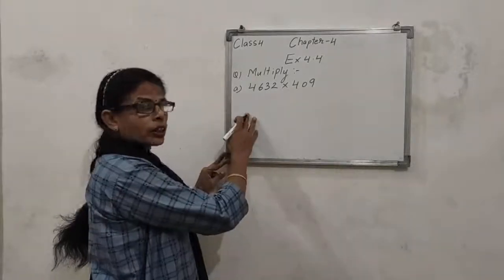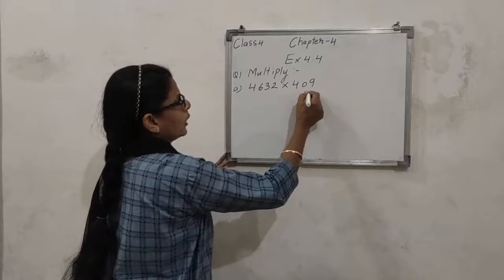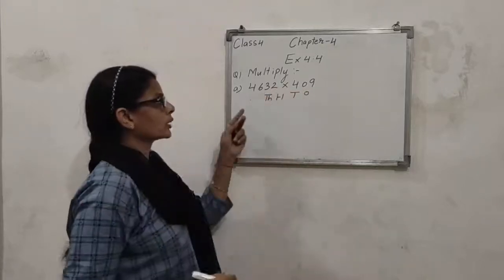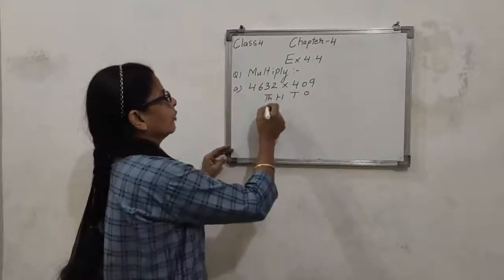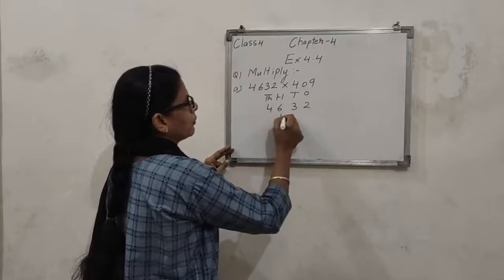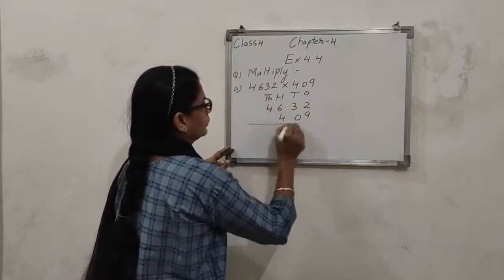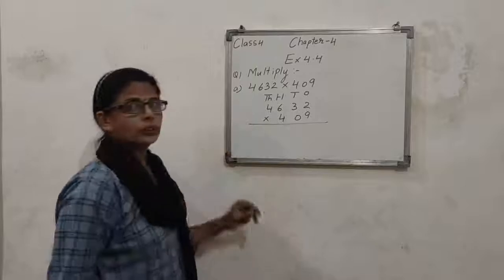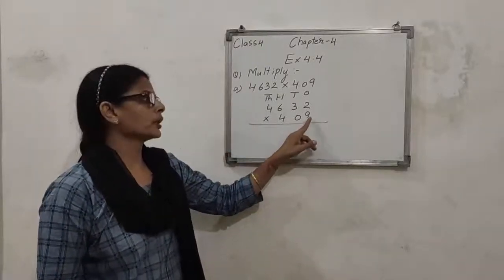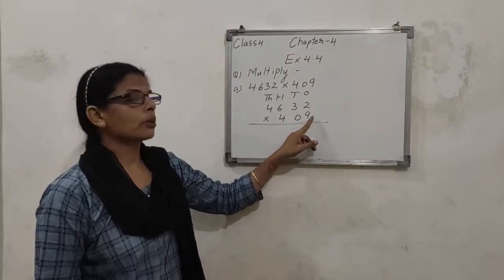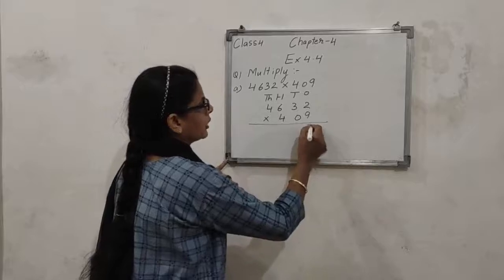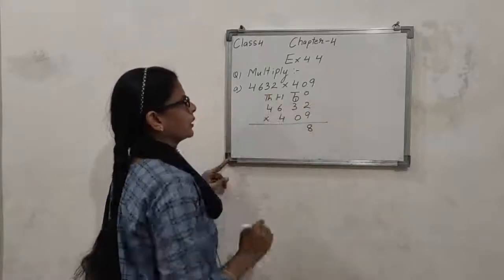First we will arrange them vertically according to the places. Ones, tens, 100, 1000. Because there are 1000 number. 4,632 multiplied by 409. Put multiplication sign. Always start with which place? Yes, ones place. Ones place is 9. Multiply by 9. 9 twos are 18. 8 will be written down and 1 will be carried on the tens place.